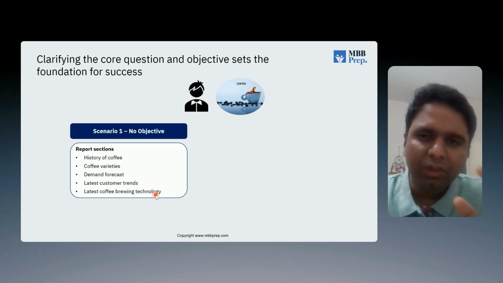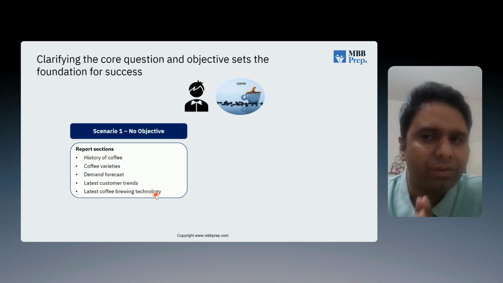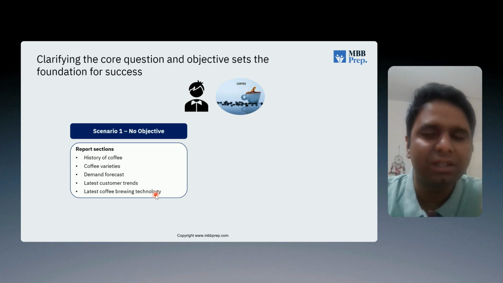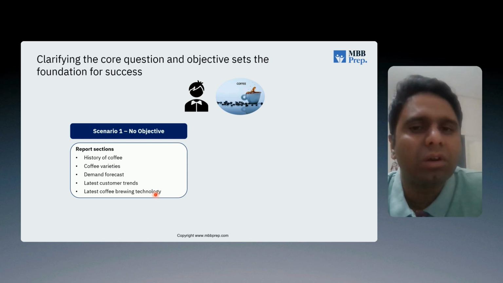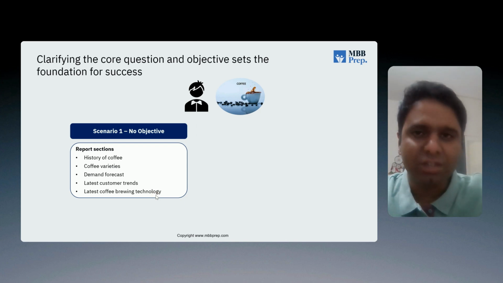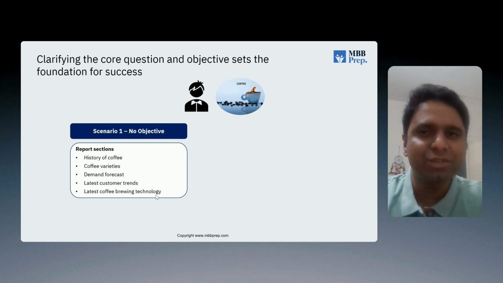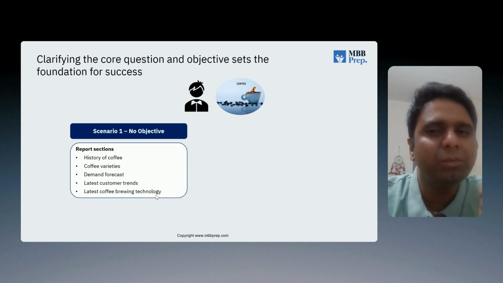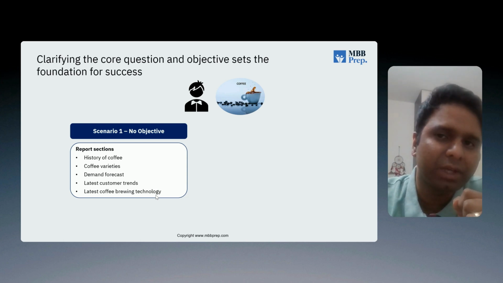Now, if you look at this report, it's very generic. It's not answering any specific question here. But let's imagine an alternative scenario. Before Patrick walks out, let's say Jamie stops him and asks, Patrick, what is the objective of the report, and is there anything specific you want me to cover?